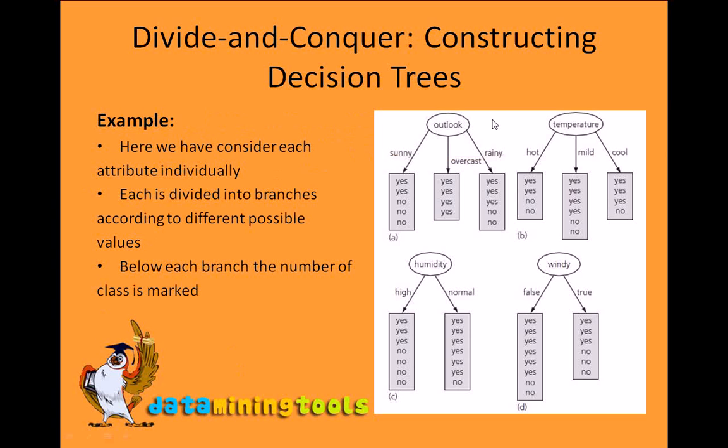Here again we have considered the weather data, and we are considering each attribute individually. So here we have our outlook attribute, temperature, humidity, and windy. Outlook can have three values, so we have three branches, and this particular rectangle signifies, for outlook equal to sunny, how many instances have class equal to yes and how many instances have class equal to no. Similarly, we do this for outlook equal to overcast and outlook equal to rainy, and for all the attributes. Here we are deciding upon the root node of the decision tree.